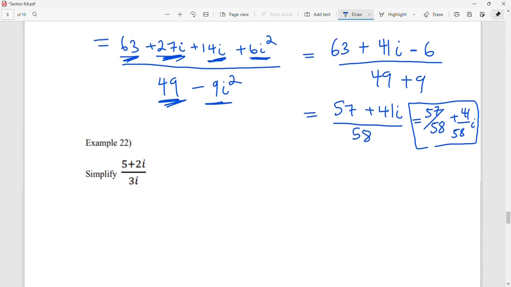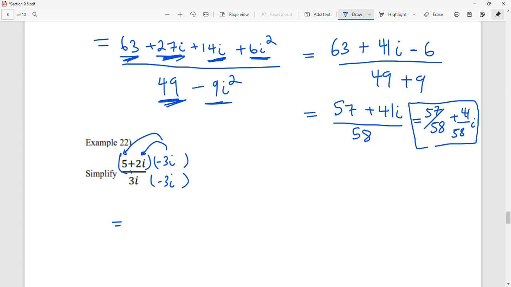For example 22, again we could use that conjugate trick. We can multiply the top and bottom by negative 3i. You don't have to in this case, but we're just going to stick with the same strategy. Technically you can multiply the top and bottom by i and you would get the same solution. So there's more than one way to do it in this problem. But I'm just going to stick with the same thing we've been doing, and that's using the conjugate.